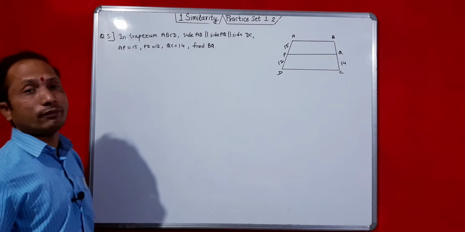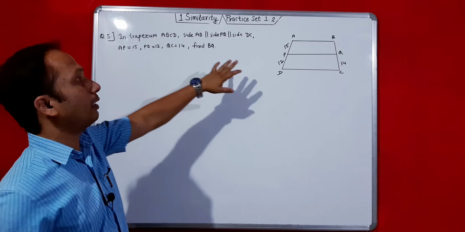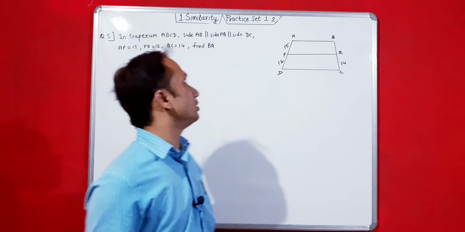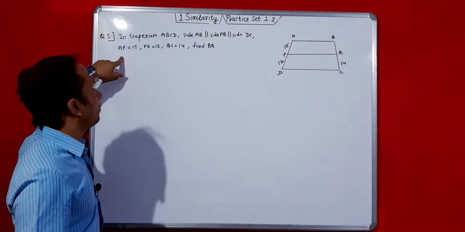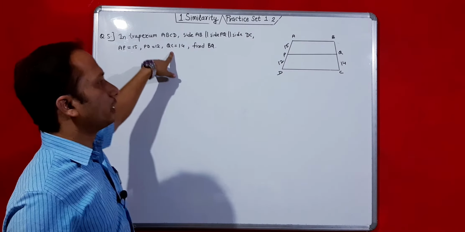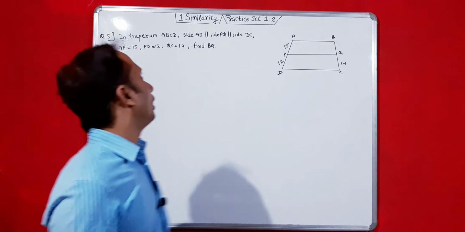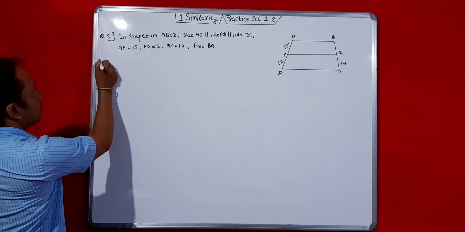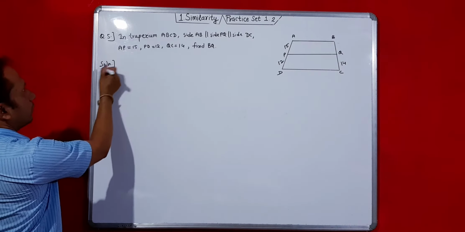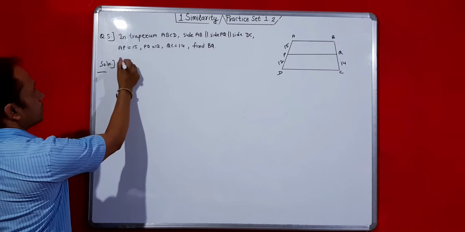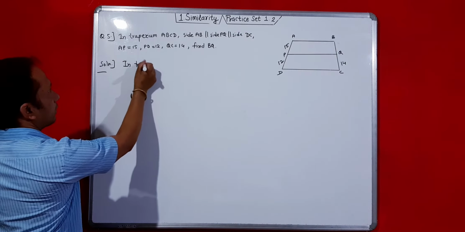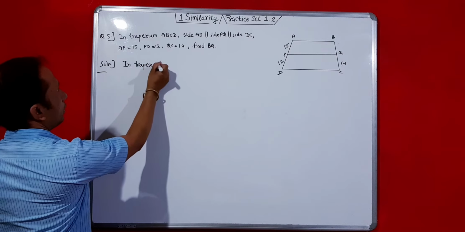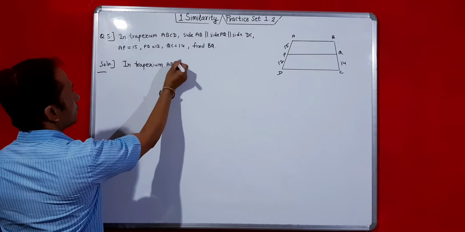In trapezium ABCD, side AB is parallel to side PQ, which is parallel to side DC. Some measures are given: AP is equal to 15, PD is equal to 12, QC is equal to 14, and find BQ. We have to find BQ, so let's start. Before writing all things, we will write the given. Solution: in trapezium ABCD, what is given?